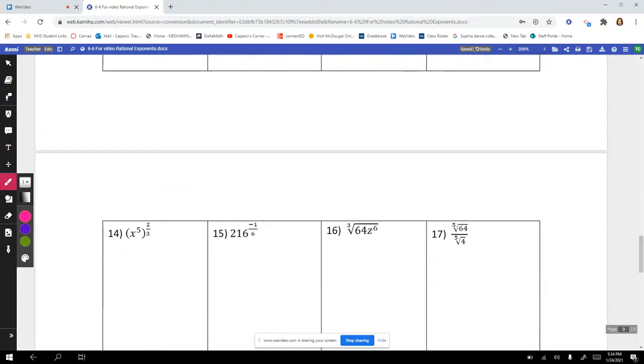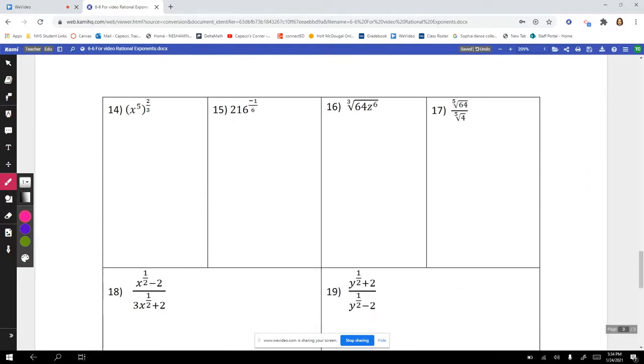All right, we're going to keep moving. Number 14 is a power to a power. So remember when we had something like x to the second raised to the third, we would multiply that, and that would give me x to the 6. Okay, so we're going to do the same idea. This 5 is 5 over 1, so this gives me 10 over 3. I can't simplify that fraction at all, so that's going to be my final answer right there.